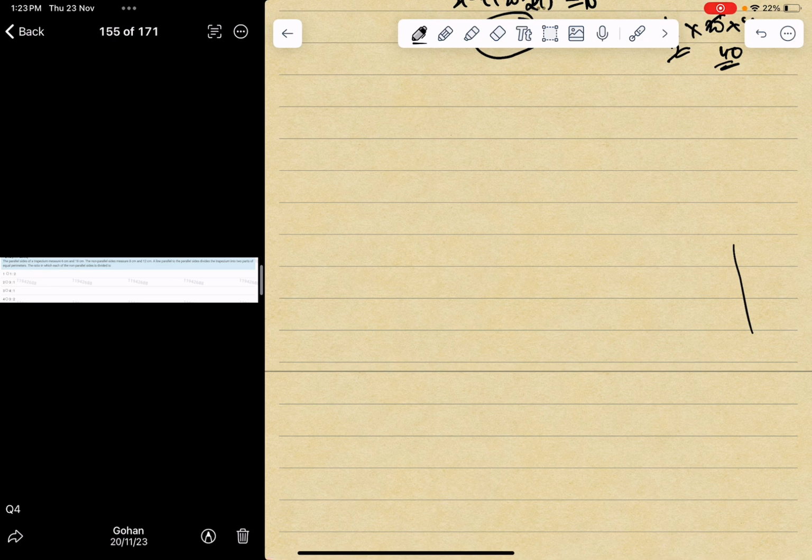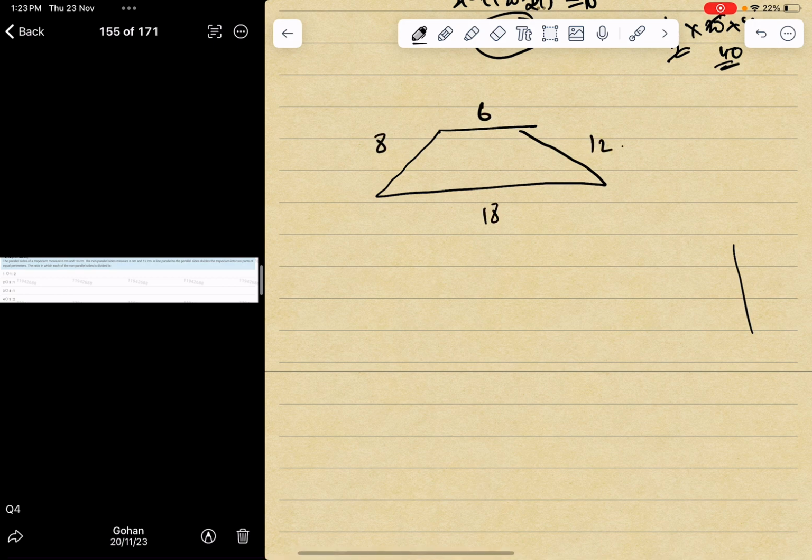The parallel sides of a trapezium measure 6 and 18. Okay, so let us draw a trapezium. 6 and 18. The non-parallel measure 8 and 12. Okay, a line parallel to the parallel sides divides the trapezium into two parts of equal perimeters. So this divides into an equal perimeter. Okay, ratio in non-parallel dividers.